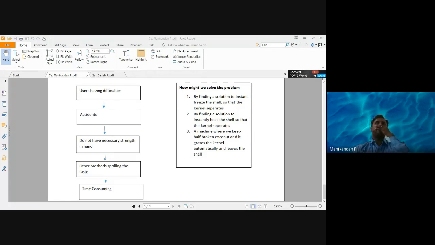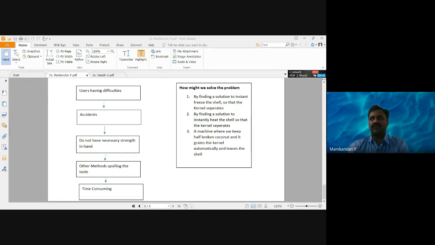So I am thinking of how to solve the problem. I am thinking of either inventing a machine with instant freeze, where you break the coconut and keep it inside and freeze it instantly by nitrogen or something, so that the kernel leaves the shell, or heating the outer shell so that the kernel comes out. But even after that, grating would be a problem, because when you remove the kernel from the shell, cut it into pieces and put it in a mixer grinder or something, it is not as floury as when you grate it by hand. So you still need a grater.